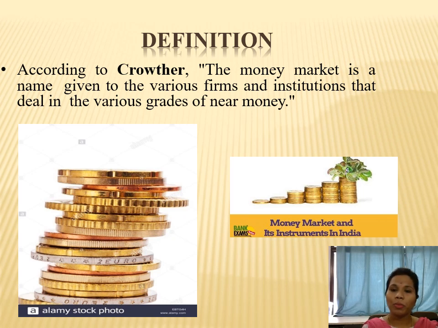When we are talking about the money market, we are talking about near money, whatever short-term funds are near money. Those are bonds, securities, trade bills, promissory notes, etc., which can easily be converted into liquid assets within a period of less than or equal to 1 year, that is 365 days. And we have discussed that the money market is the name given to the various firms and institutions dealing in various grades of near money.